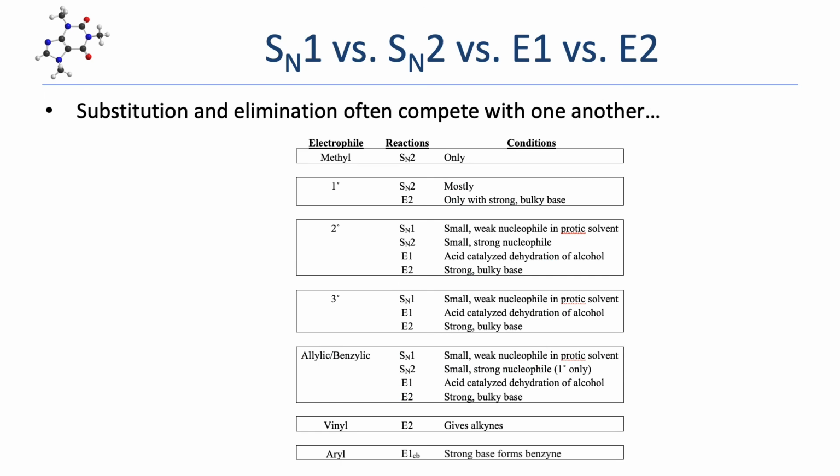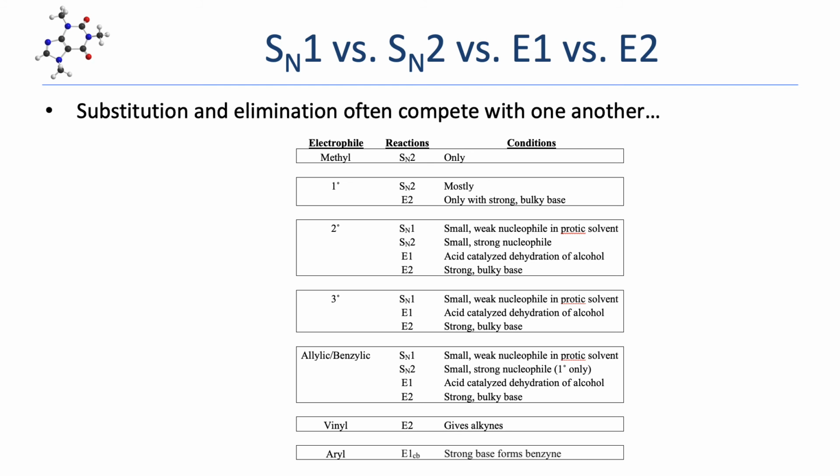So we've seen that the SN1 and SN2 mechanisms for nucleophilic substitution compete with one another. And we've also seen that the E1 and the E2 mechanisms for elimination also compete with one another. Because both reactions involve the expulsion of a leaving group, both elimination and substitution also compete with one another. So here I have a table that summarizes all of the parameters that affect the relative rates of reaction for SN1, SN2, E1, and E2.